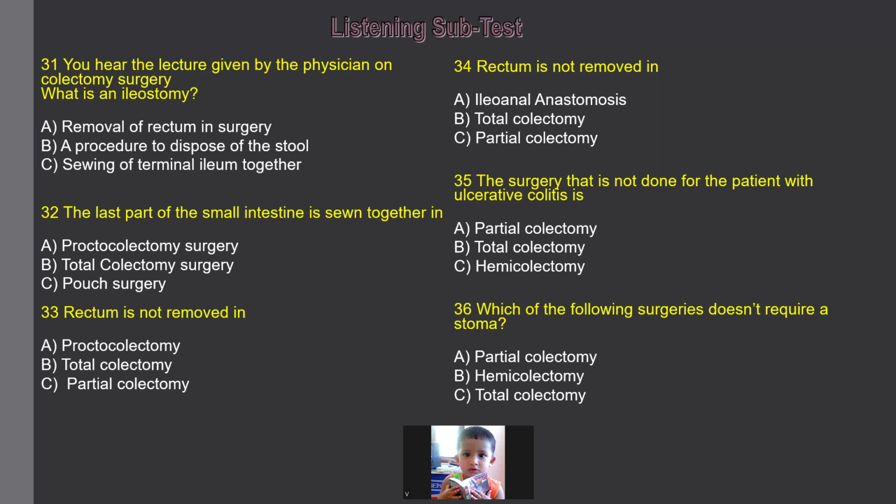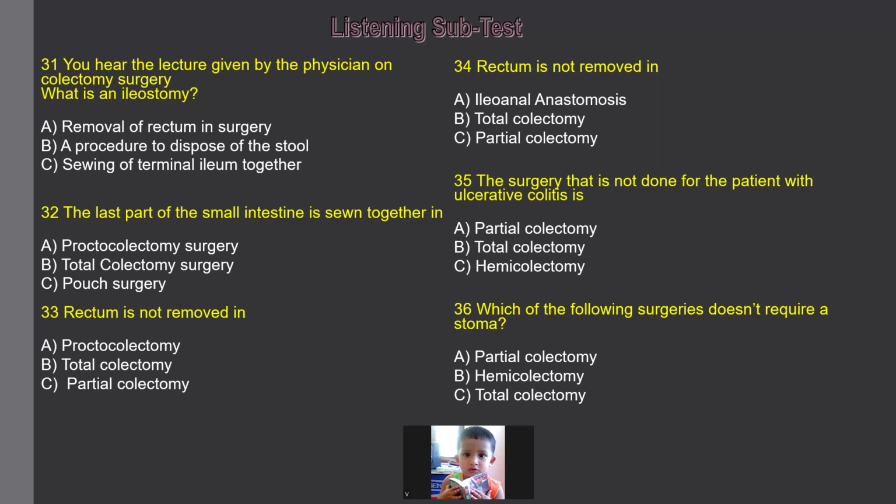Ileoanal anastomosis is done to restore the ability to move stool through the anus. In this surgery, after the rectum and colon are removed, the small intestine is connected directly to the anus. In the total colectomy surgery, the entire colon will be removed. Unlike proctocolectomy, the rectum is not removed in this surgery.